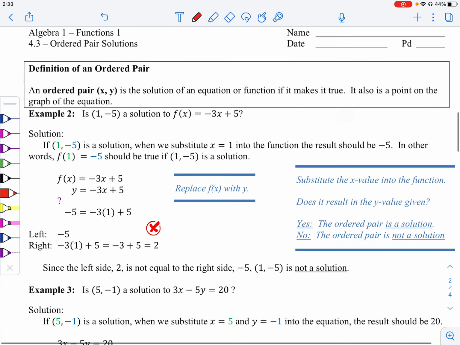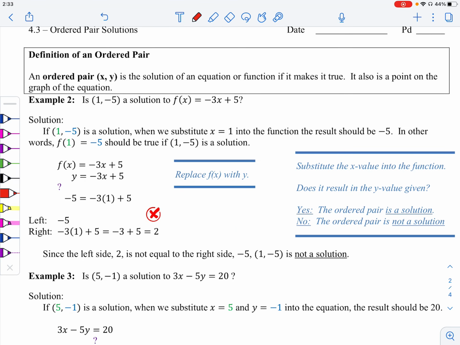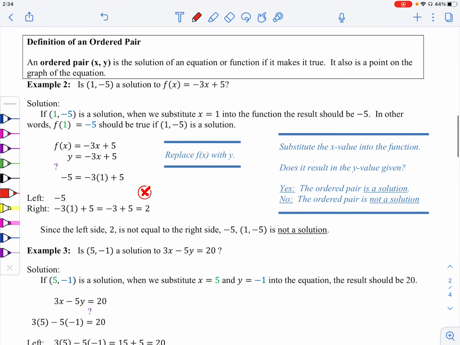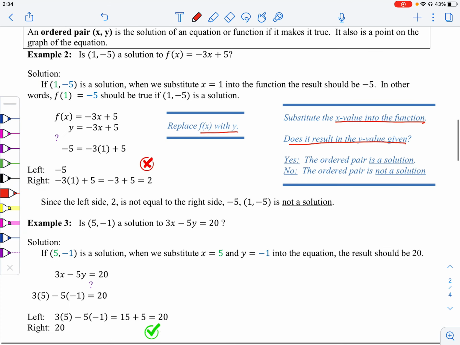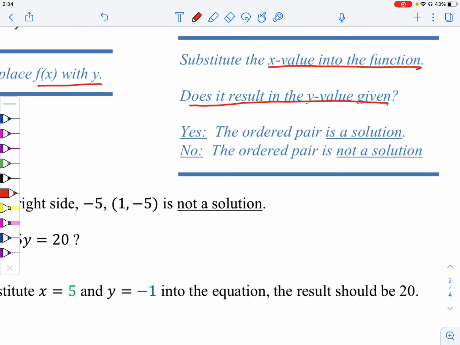So that's the definition of an ordered pair, and that's what we're going to do today. We can see it doesn't match. We're just going to replace f of x with y and substitute the x value into the function. Does it result in the y value given? Is it true? Yes or no? If yes, the ordered pair is a solution. If it's not, it's not a solution.